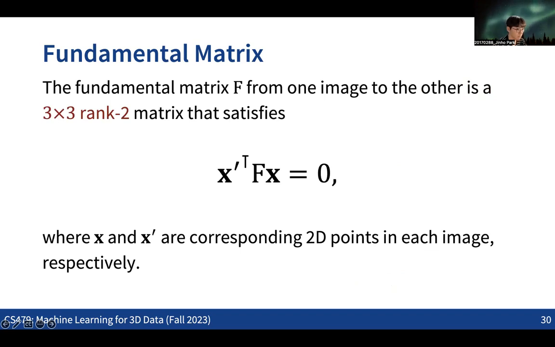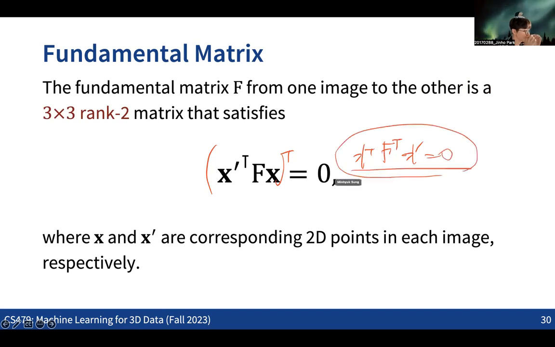Actually, it's quite straightforward. You just need to take the transpose of all the things here. Then what you get is x prime times F transpose times x transpose, and this will be 0, right? So F transpose will be the fundamental matrix that you are mapping from B to A, right? Same thing. Is it clear?